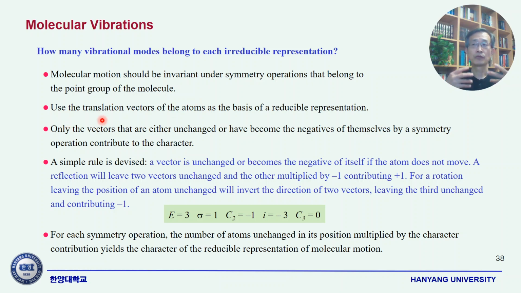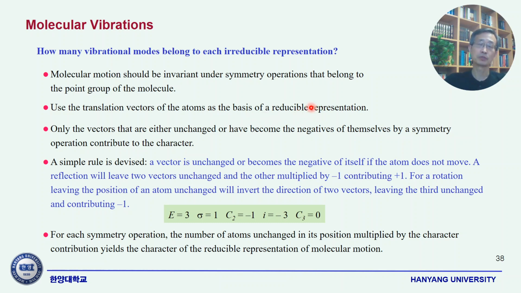And how we find out how many vibrations of a molecule, or any molecular motion, belong to each irreducible representation is that we make a translational vector. Meaning that each atom has x, y, and z directional motion. So that we call the translational vector of the atom, and use that as the basis, and then find out the irreducible representation of the motion.